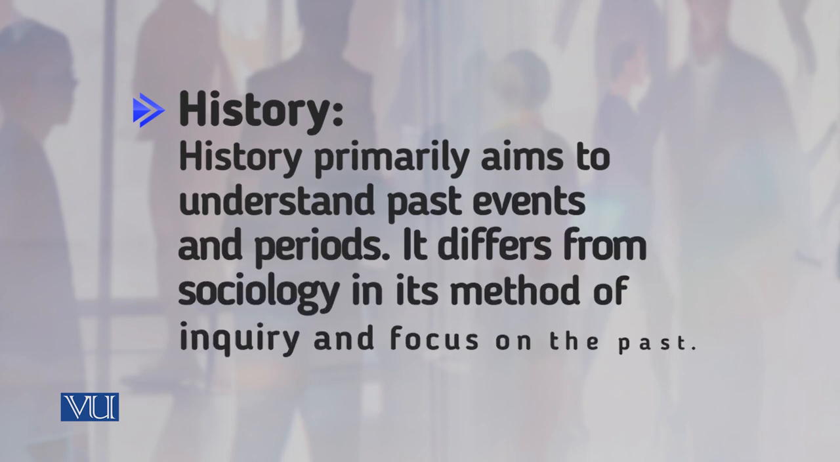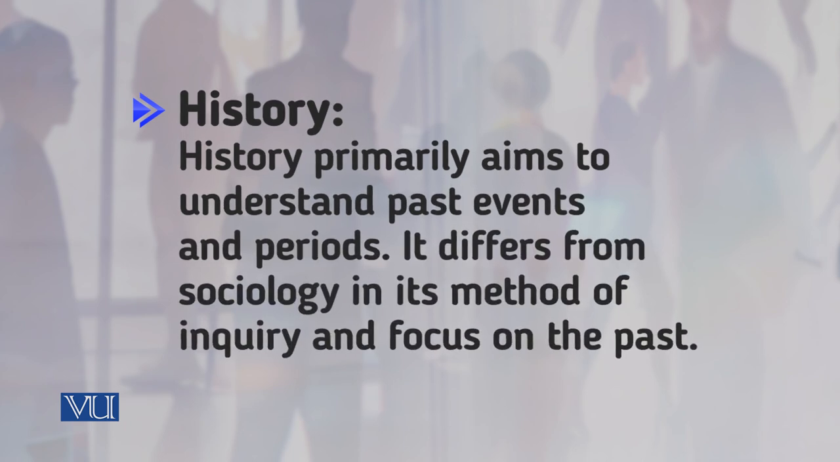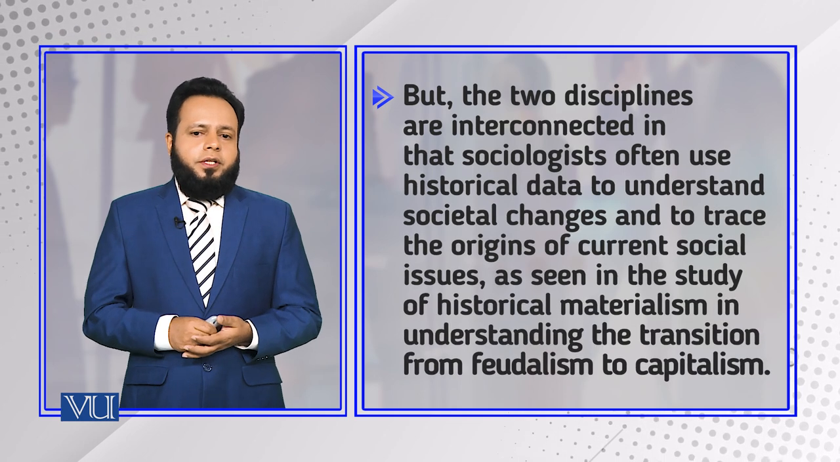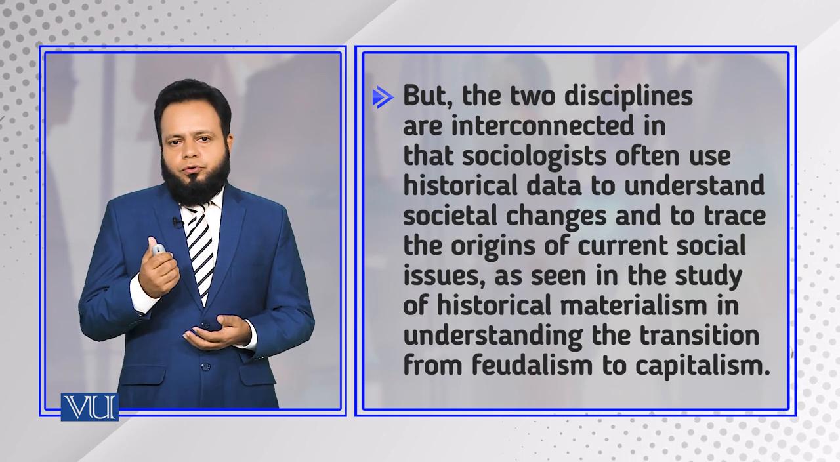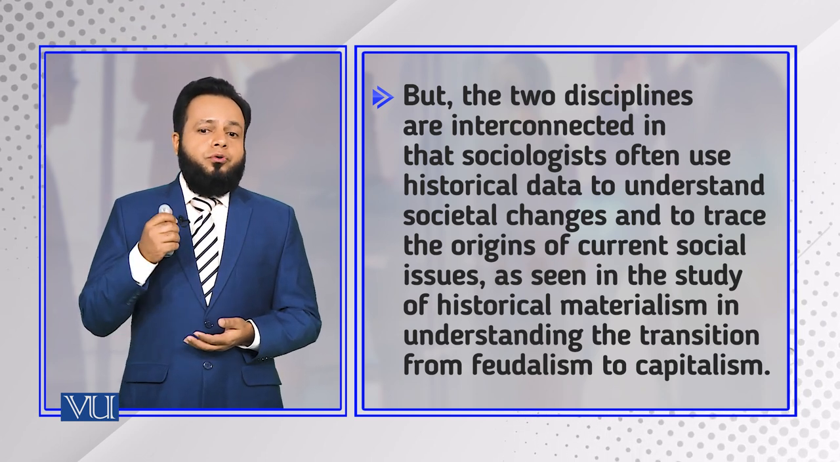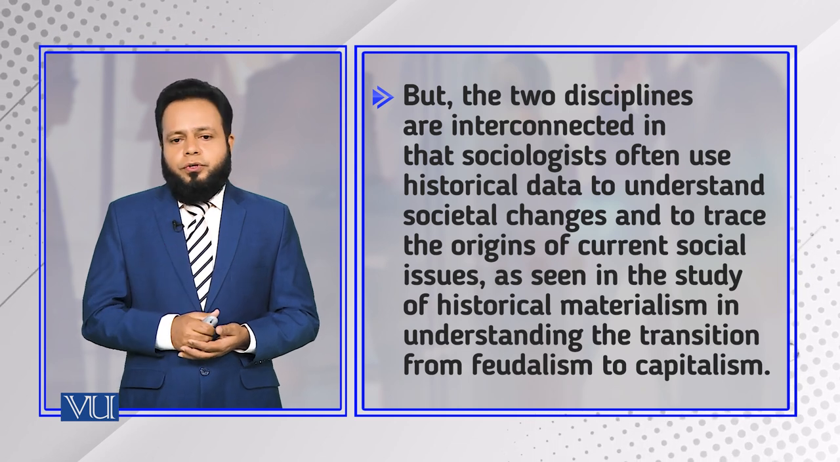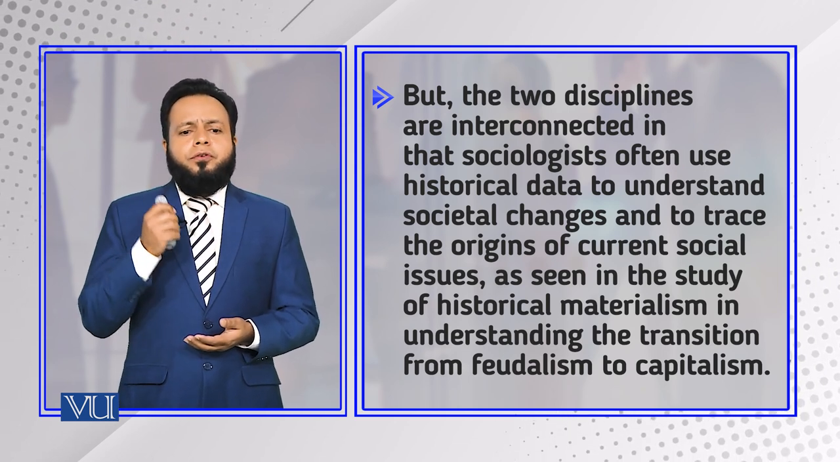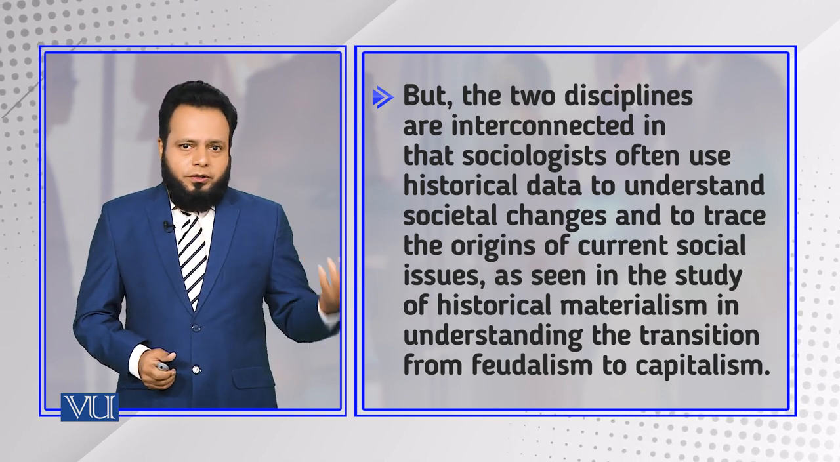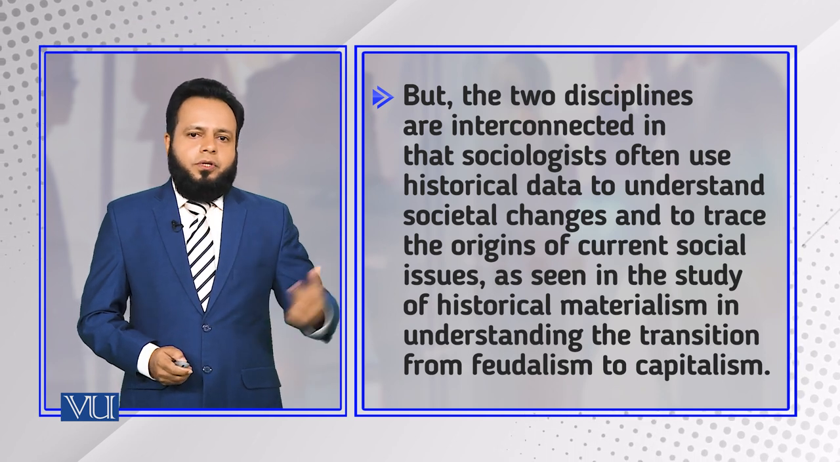Then we have history, which primarily aims to understand past events and periods. It differs from sociology in its methods of inquiry and its focus on the past. But the two disciplines are interconnected in that sociologists often use historical data to understand societal changes and to trace the origins of current social issues, as seen in the study of historical materialism in understanding the transition from feudal society to capitalist society.